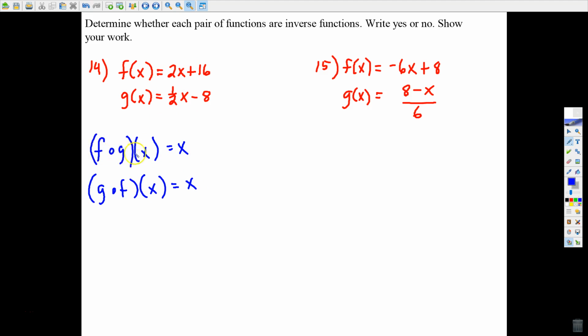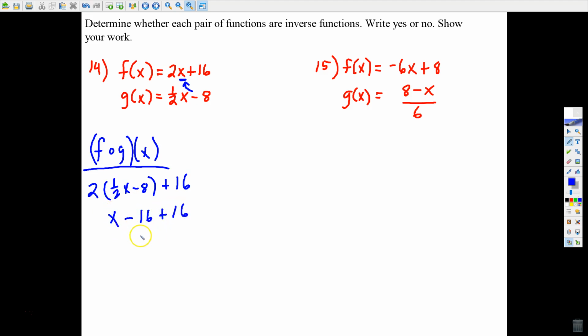So let's do f of g of x. That means to take the g function and put it into the f function in place of x. Use it as an input. So here is f of g of x. All right, so g into the f, 2 times, now I'm going to put the g function, 1/2 x minus 8, and then plus 16, and distribute the 2. This is x minus 16 plus 16, and simplified we get x. All right, that checks out.